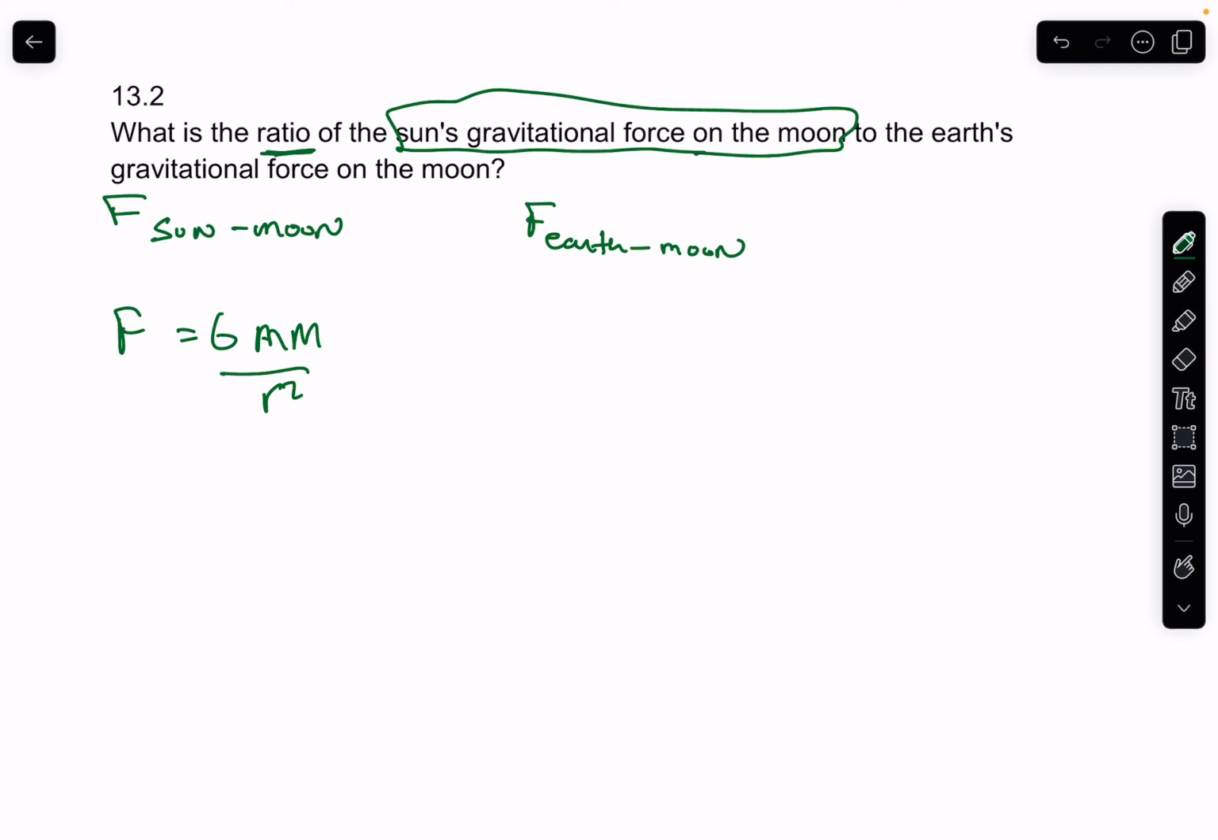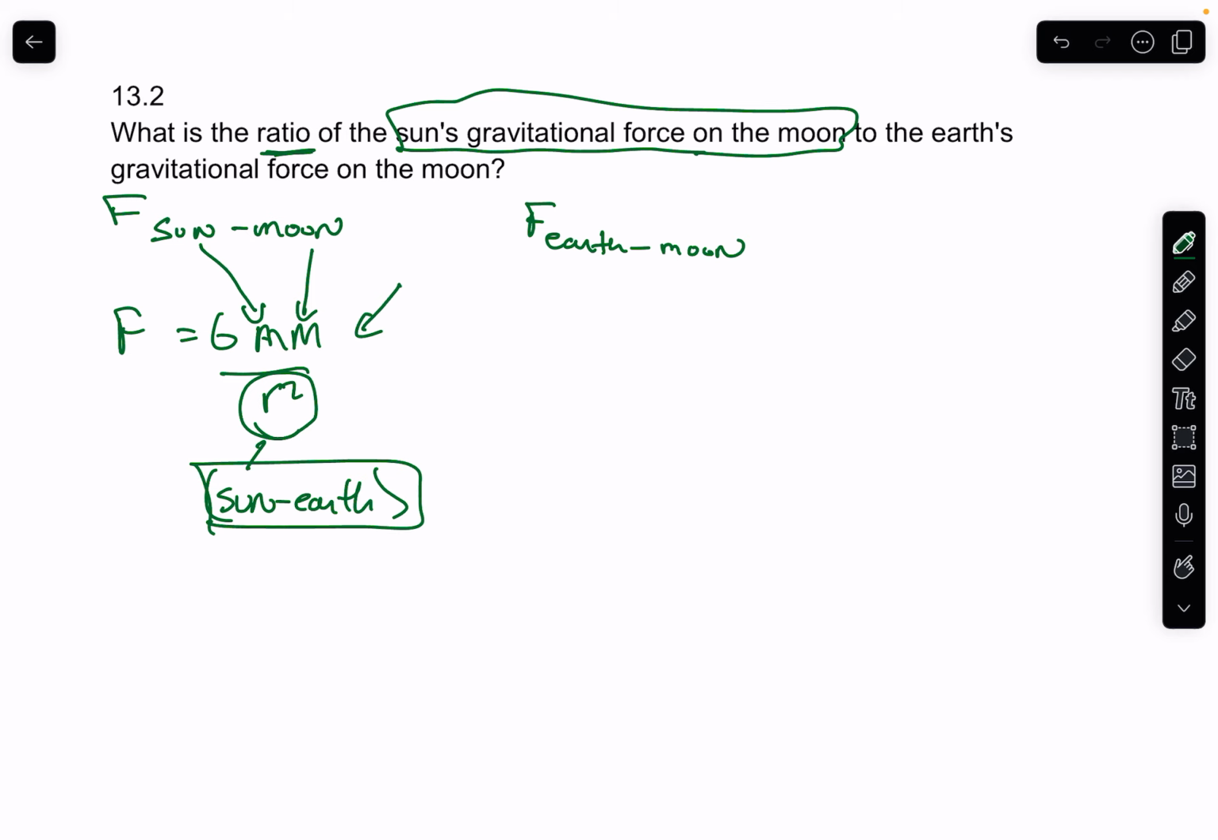But then what you've got to do, this takes some time, you have to look up the mass of the sun and the mass of the moon. And then the radius is the distance between the sun and the moon, which is really the same as the sun and the Earth. Really, this r will be the sun to Earth, because the moon is changing, and the moon is so close to the Earth from the perspective of the sun that you're going to find the distance from the sun to the Earth. And I found that to be, by the way, 1.5 times 10 to the 8th meters.